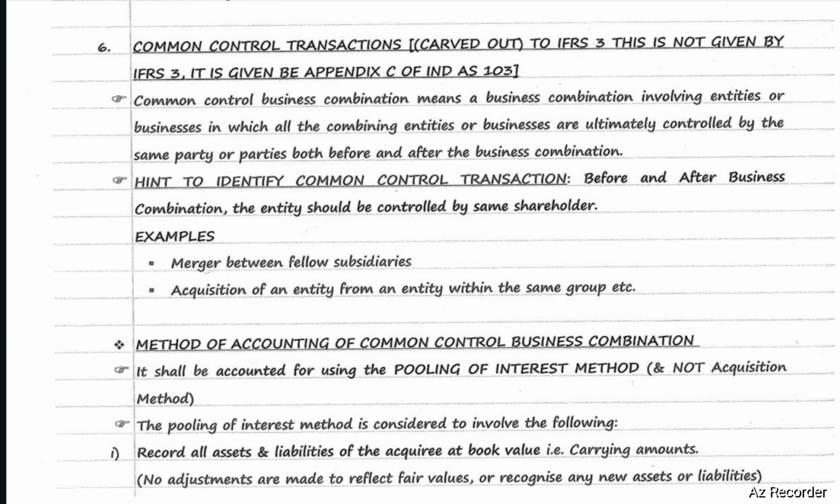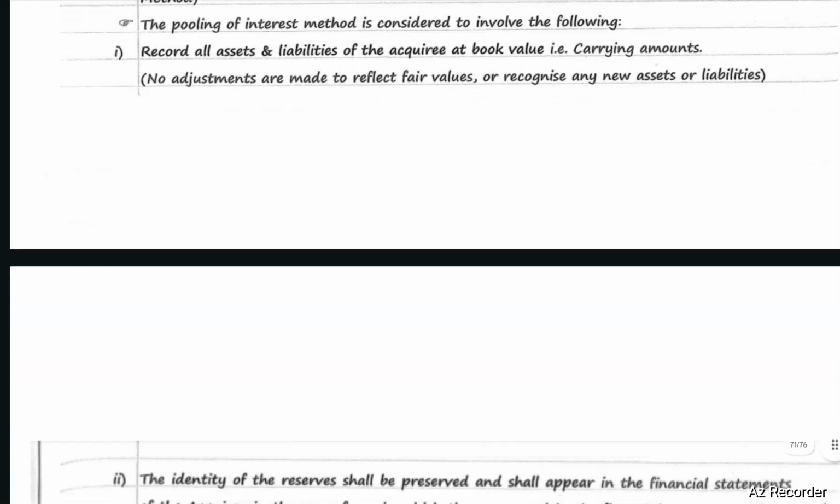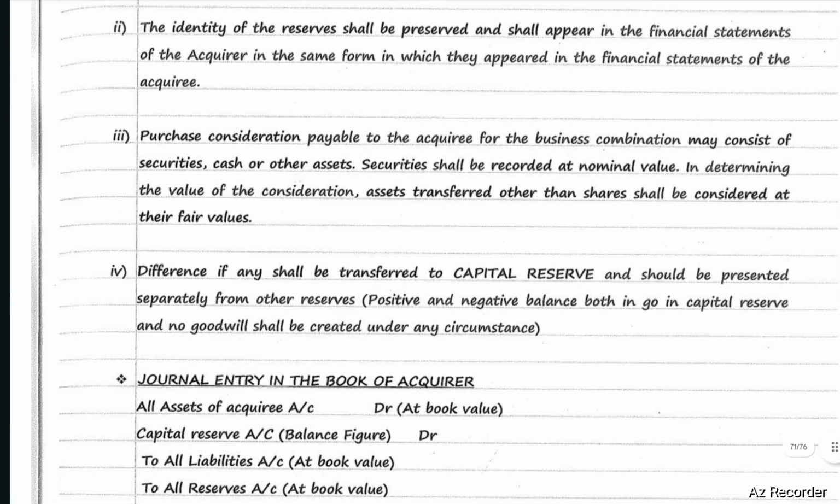The pooling of interest method is considered to involve the following. First one, record all assets and liabilities of the acquiree at book value, that is, carrying amounts. No adjustments are made to reflect the fair values or recognize any new assets or liabilities. Second one, the identity of the reserves should be preserved and shall appear in the financial statements of the acquirer in the same form in which they appear in the financial statements of the acquiree.